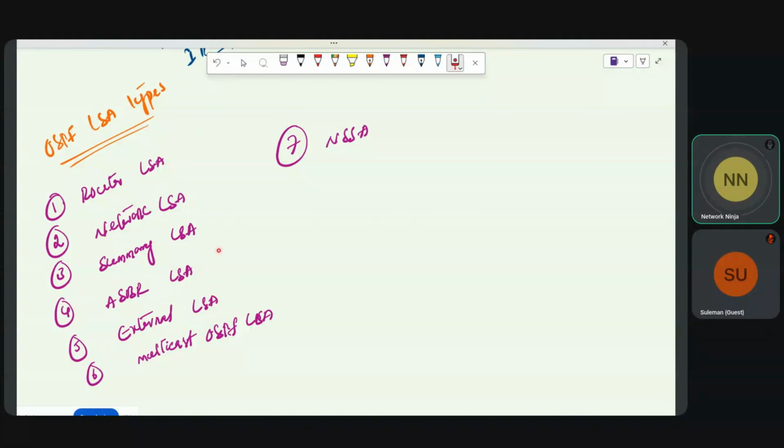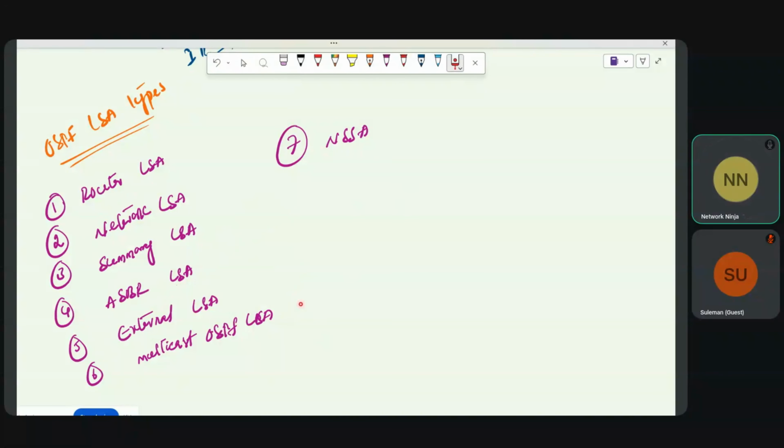External LSAs are also known as autonomous system external LSAs. These external LSAs are generated by the ASBR, redistributing routes from one routing protocol to another. So here we have the ASBR LSA, which on behalf of the ASBR is generated by the ABR, area border router. But LSA5 is the external LSA, and external LSAs are generated by the ASBR router.